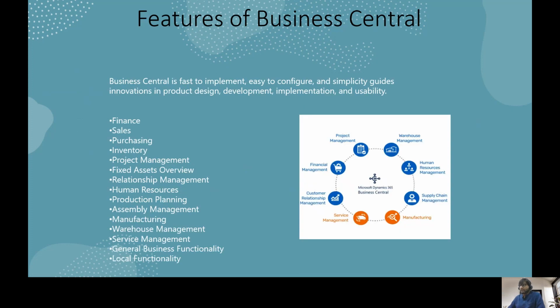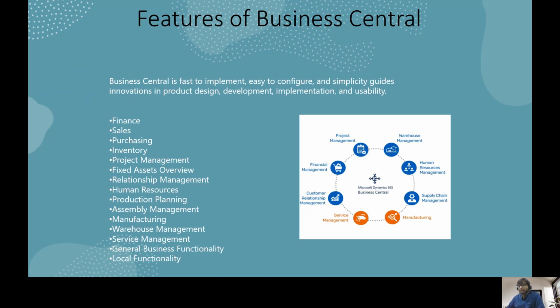If I'm talking about the features of Business Central, it is fast to implement, easy to configure, and simplicity guides innovation in product design, development, implementation, and usability. These are the features, or you can say modules or capabilities: finance, sales, purchasing, inventory, project management, fixed assets, relationship management, HR, human resources, production planning, manufacturing, and warehouse management. So basically, these are the features of Business Central.